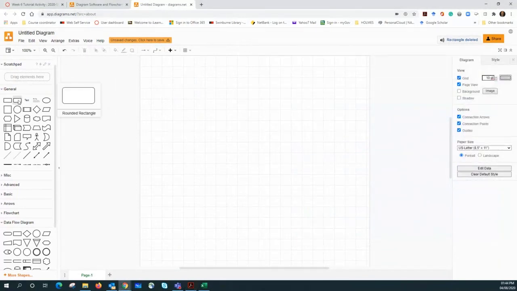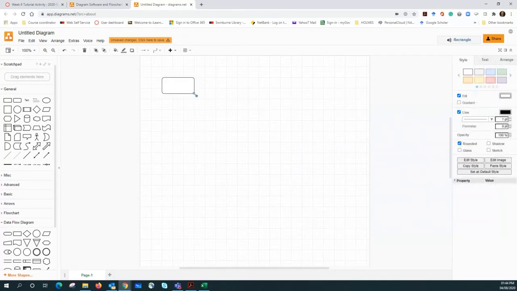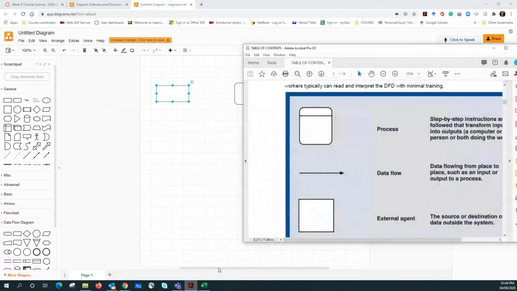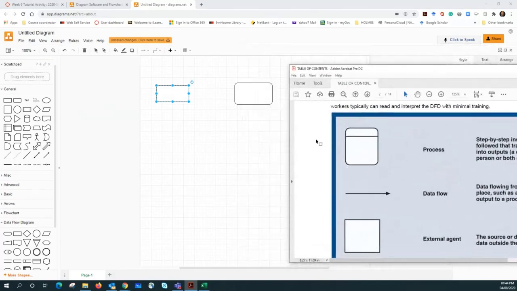Let's take the rounded rectangle as a process, right? Because it has a right. Let's take the rounded rectangle as a process, and then a normal rectangle as external agent, right? So that's the external agent. See this external agent, normal rectangle, and this is a rounded rectangle. So we'll take the process to this symbol and external agent for this.